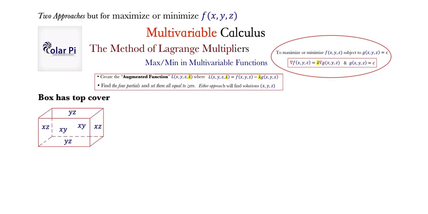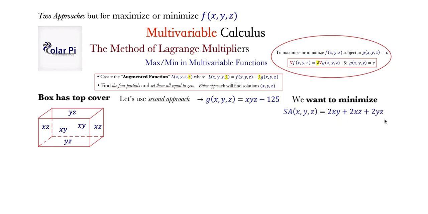And so that means that the surface area, and as I said, we're going to use the second approach, the surface area is going to be this function, and that's what we want to minimize. Our constraint is that the volume of the box is 125 units cubed, and so that means our g function is xyz minus 125. As I said, in the second approach, you need to have your g function written so that the constant is on the same side as the variables, right? And therefore on the other side is 0.